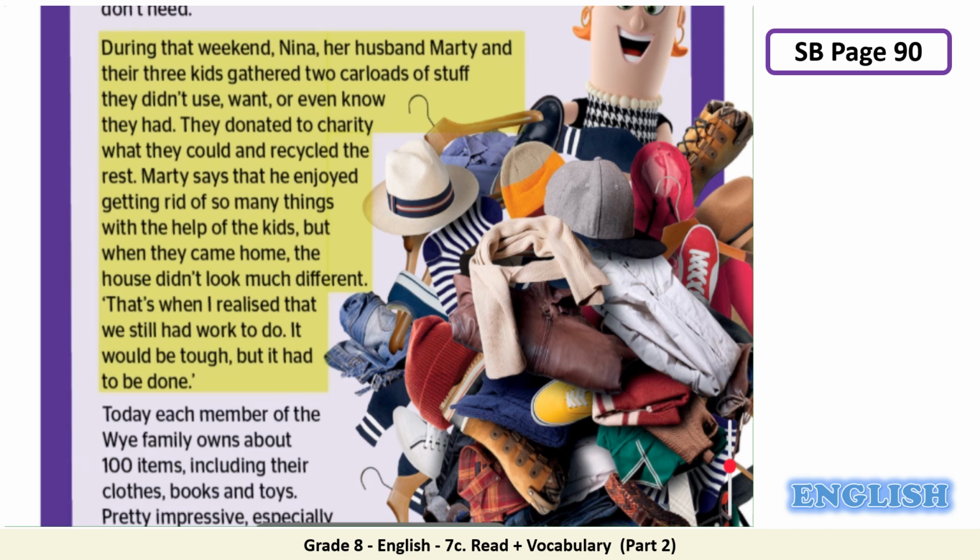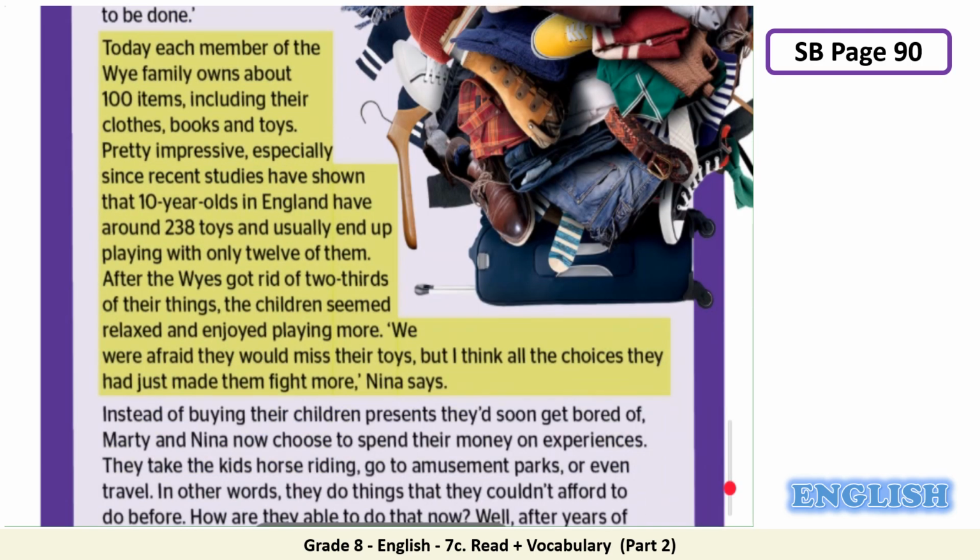Marty says that he enjoyed getting rid of so many things with the help of the kids, but when they came home, the house didn't look much different. That's when I realized that we still had work to do. It would be tough, but it had to be done. Today, each member of the Y family owns about 100 items, including their clothes, books, and toys. Pretty impressive, especially since recent studies have shown that 10-year-olds in England have around 238 toys and usually end up playing with only 12 of them.